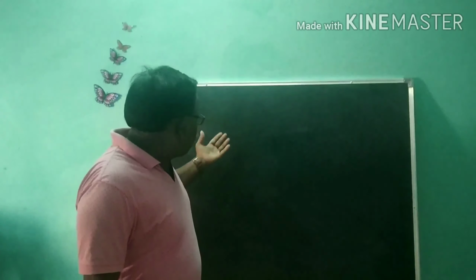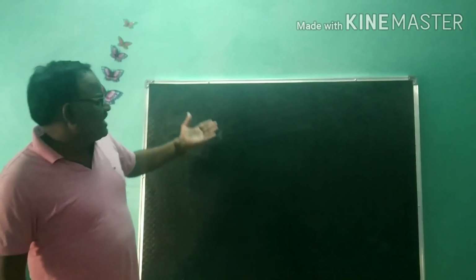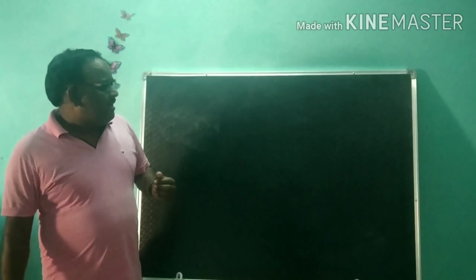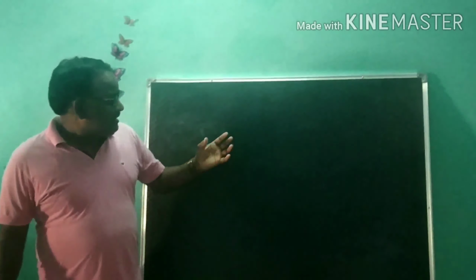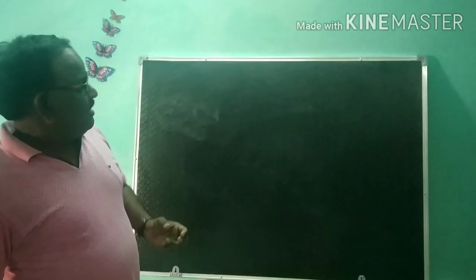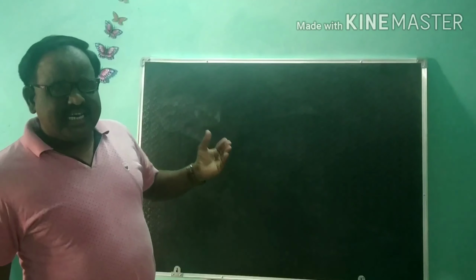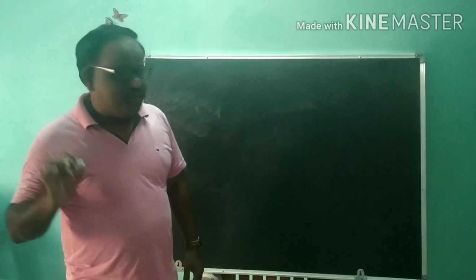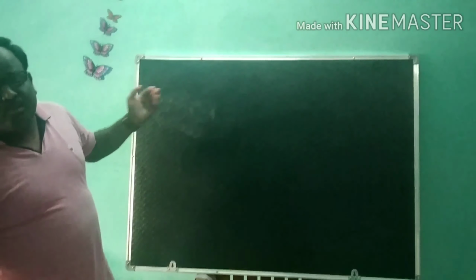But the first scientific study of mutation was started by T.H. Morgan in 1910 on fruit fly. The scientific name of fruit fly is Drosophila melanogaster. So mutations are majorly of two types: chromosome mutations and gene mutations. Today we discuss chromosome mutations.